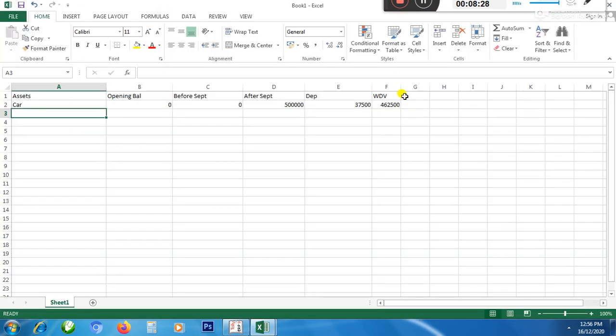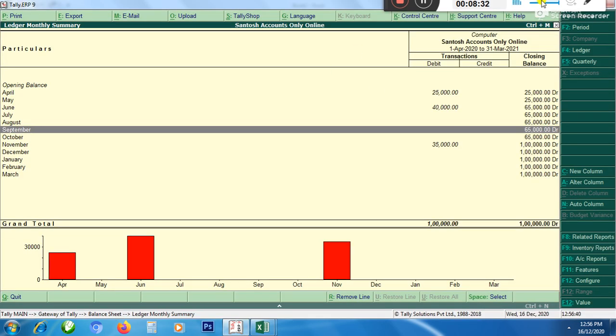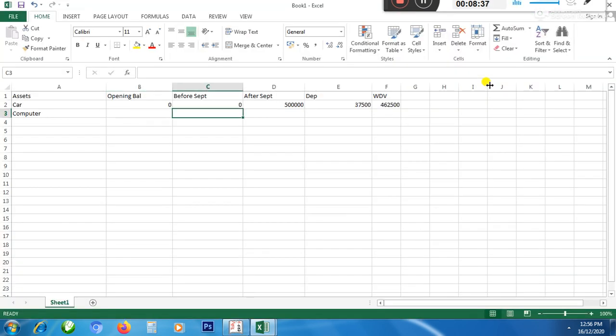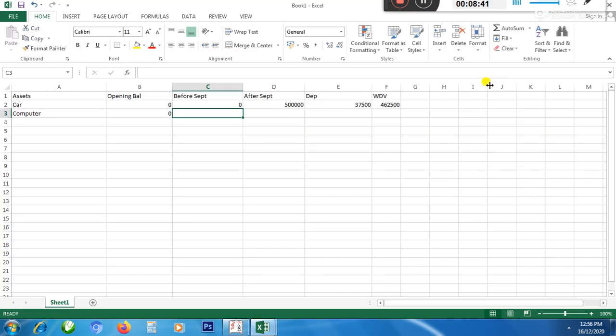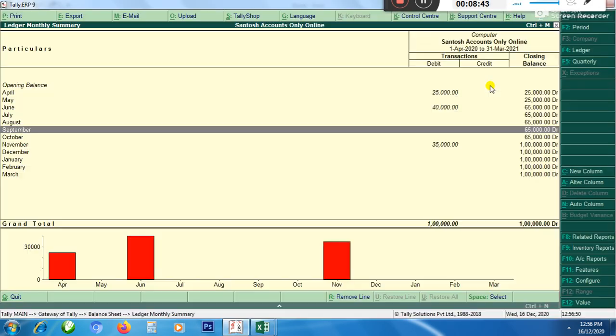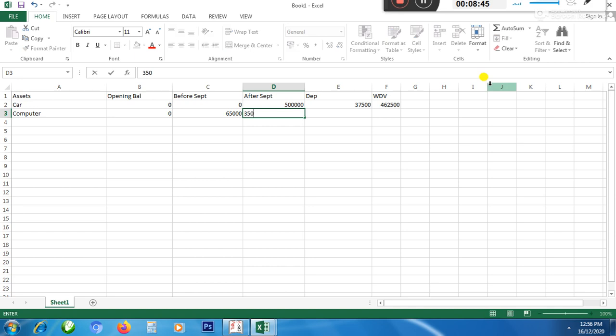On 65,000, I'll write it here on my table. Say computer. I will calculate now computer. Opening balance is not there, so I will not use the opening balance. Before, this is 0. This before value is 65,000. After value is what? 35,000.